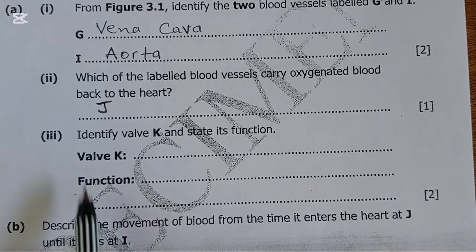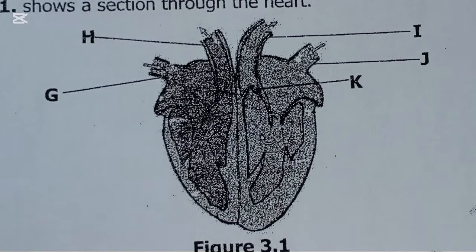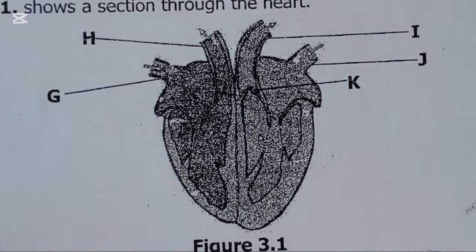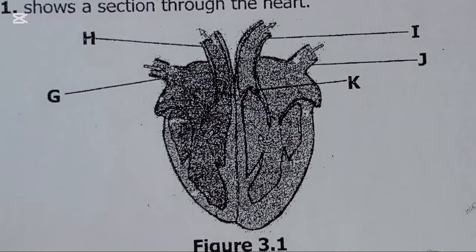Three, identify valve K and state its function. Valve K is the valve that is along I, which is the aorta. So it is called the aortic semi-lunar valve. Its function is to ensure that blood flows in one direction, or it prevents the backflow of blood.